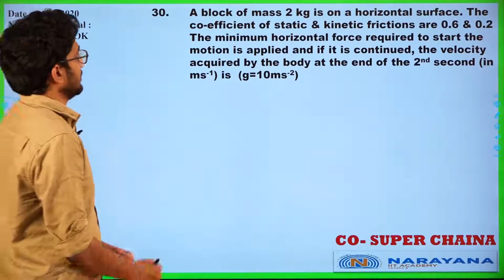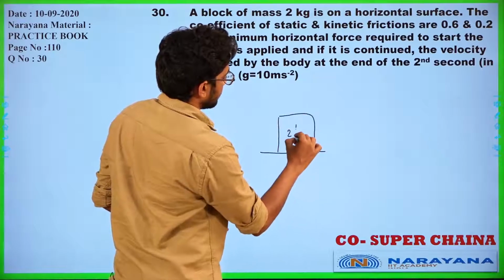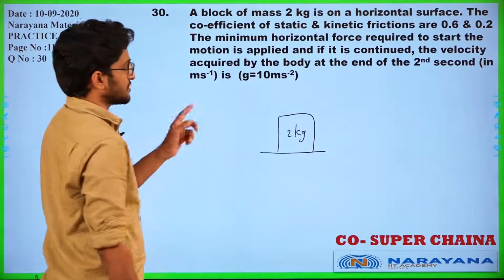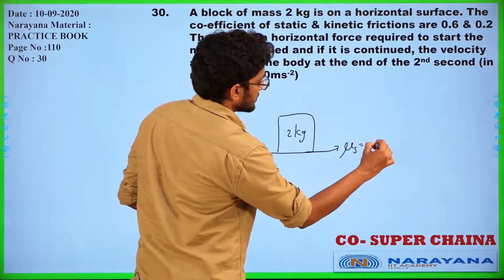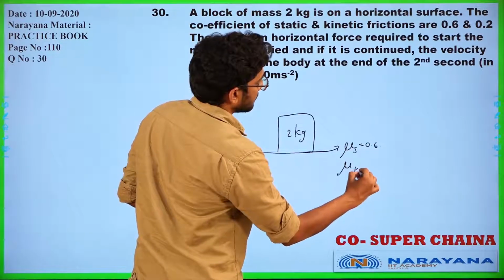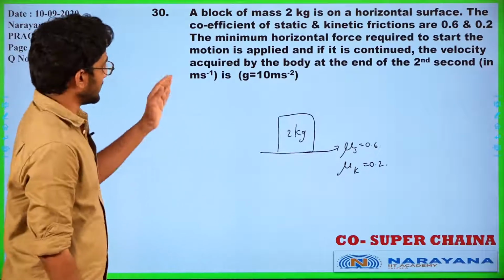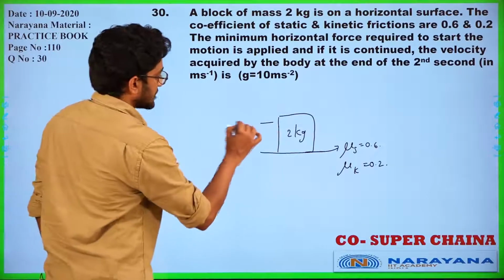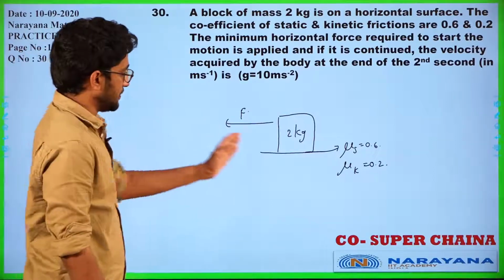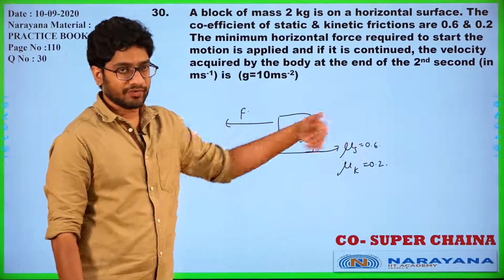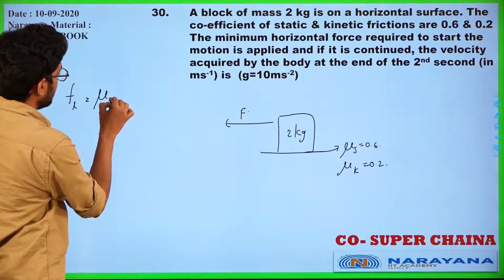Okay. So there is a block of mass 2 kg on a horizontal surface. Coefficient of static friction is 0.6. So mu s is 0.6 and mu k is 0.2. The minimum horizontal force required to start the motion is applied. So what is that force? How much force is required to start the motion? The force applied should be just equal to the limiting friction. So the limiting friction possible is again mu s into n.